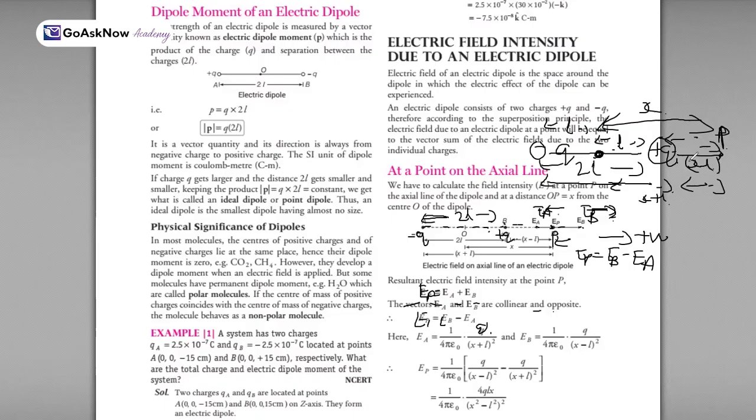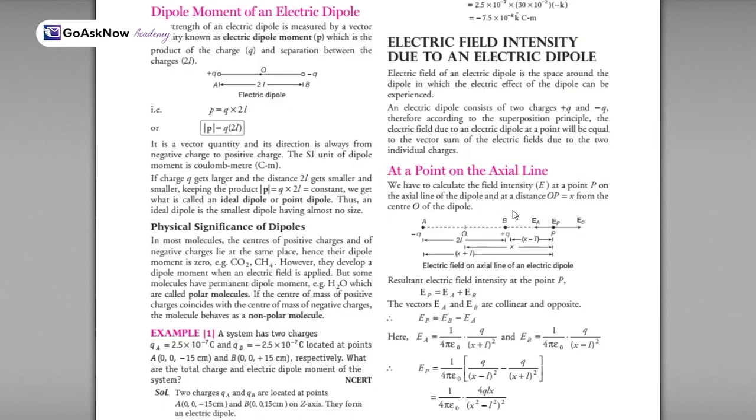Then we have calculated the electric field due to charges A and B. For charge A, I have K q by (x plus L) squared, because the distance between the minus q charge and point P is x plus L. Due to B, it is K q by (x minus L) squared, because the distance between B and point P is x minus L. Okay, so now we have substituted the values. Let's clear the drawings, and then we will see the calculation.